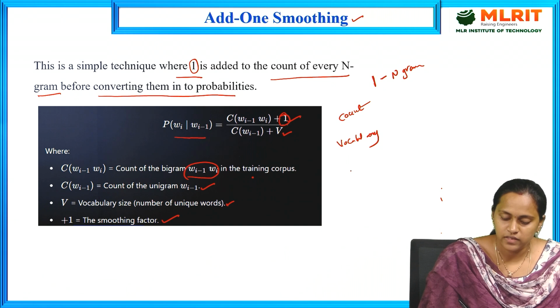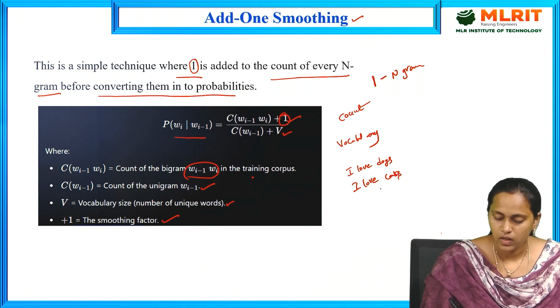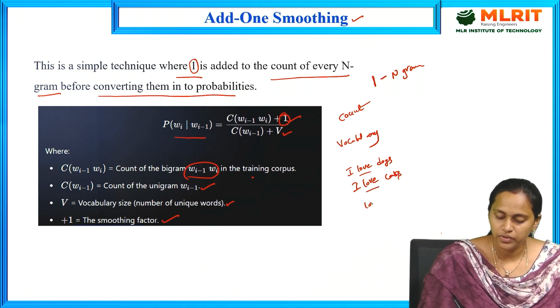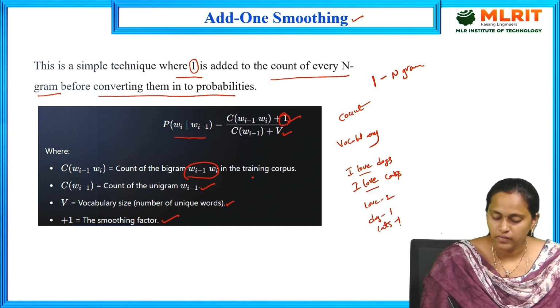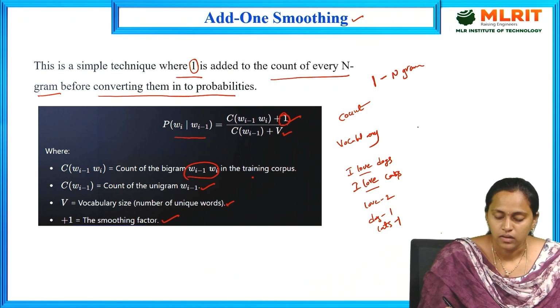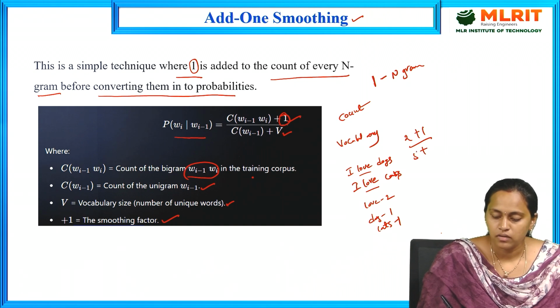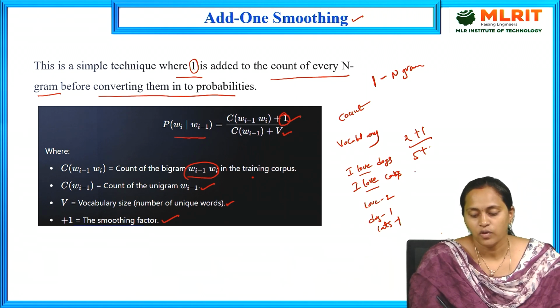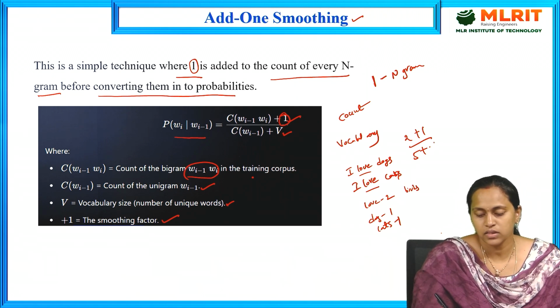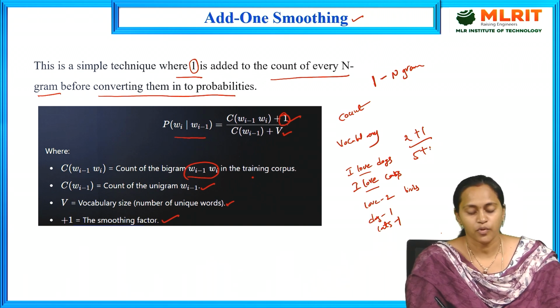Take the example "I love dogs" or "I love cats". Here "I" appears 2 times, dogs 1 time, cats 1 time. To add, C of "I" plus 1, that is 2 plus 1, divided by the vocabulary, which is 5. That means the number of times the words appear. Dogs and cats are words we can also add. This is the formula to solve the problem.